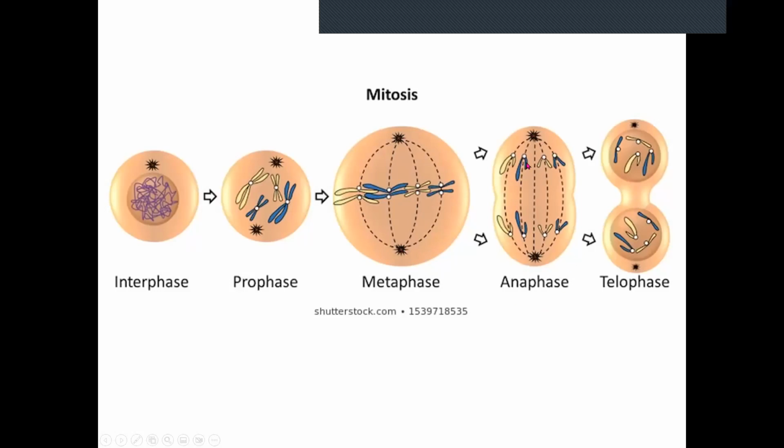And that process is called anaphase. And then a new nuclear membrane develops, a new cell membrane develops, and telophase is that process, and you end up with 2 new cells, identical.